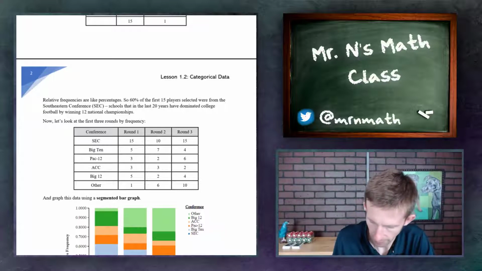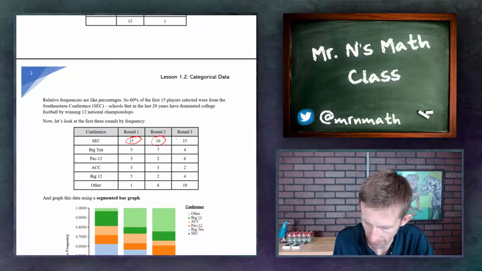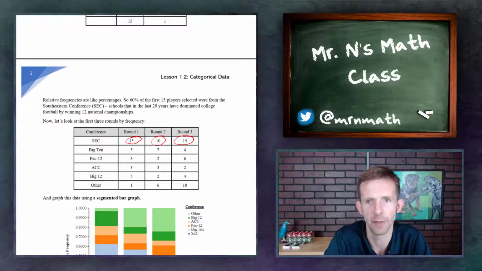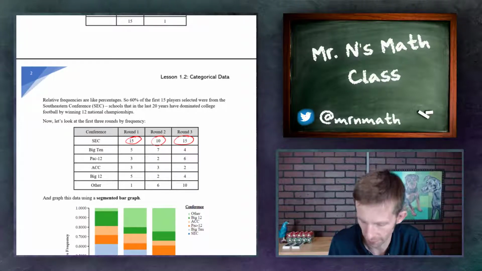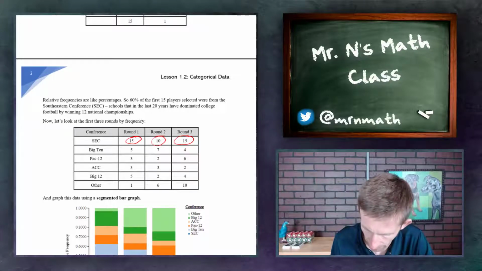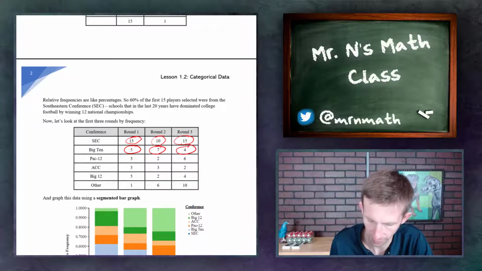in the first round, 15 players were from the SEC, 10 players in the second round, and 15 players in round 3 were all from the SEC. The Big Ten is the second most represented conference. The Big Ten had 5 players in the first round, 7 in the second, and 4 in the third.